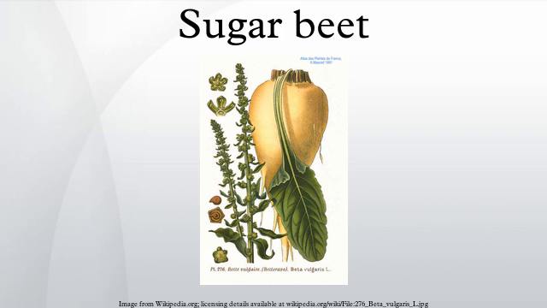Sugar beet, cultivated Beta vulgaris, is a plant whose root contains a high concentration of sucrose. It is grown commercially for sugar production. Sugar beets and other Beta vulgaris cultivars, such as beetroot and chard, share a common wild ancestor, the sea beet.